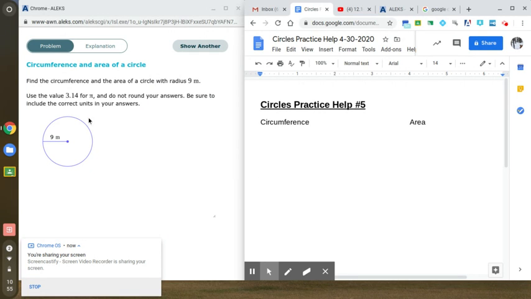So we're going to get some help right now with circles practice help number 5, and I have question number 5 loaded here on the screen. So let's get going here. You may want to have the circles video loaded, and you want your circles notes ahead of you because you're going to look at some formulas when we go through this.